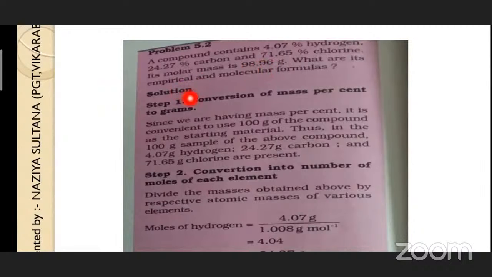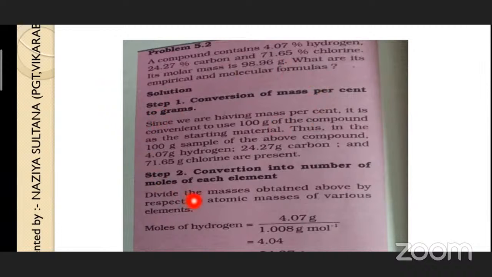So first thing we have to do is convert these percentages into grams. 4.07% hydrogen means 4.07 grams of hydrogen. Next, 24.27% of carbon means 24.27 grams of carbon. That is a very simple step. The percentage has to be written as grams. So that is the first step.